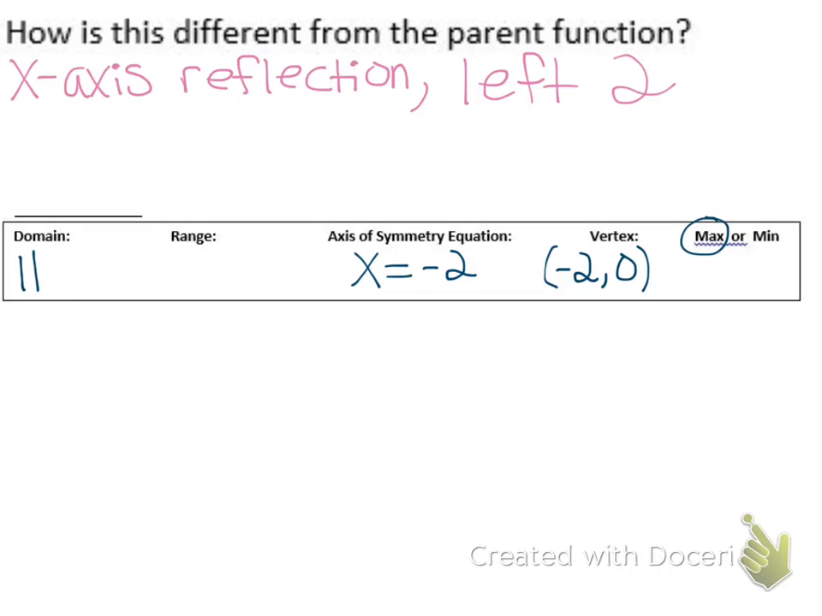Domain is always all real numbers for all quadratic functions. And our range this time is less than or equal to 0. Y is less than or equal to 0. Because this graph opens down, it's all y values below 0.